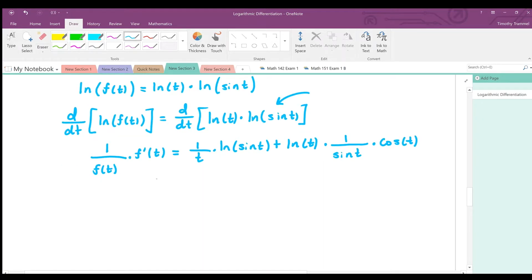And we can keep going here. We can multiply both sides by f of t. And what we're going to have with the right hand side is then f of t times the, actually I'm going to write it as 1 over t natural log of sine of t plus, and cosine of t over sine of t is cotangent of t, so I'm just going to say natural log of t times cotangent of t.